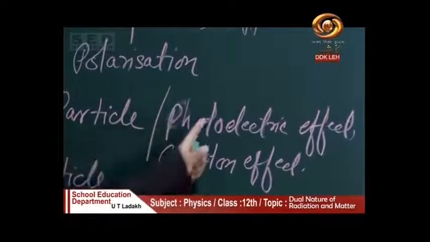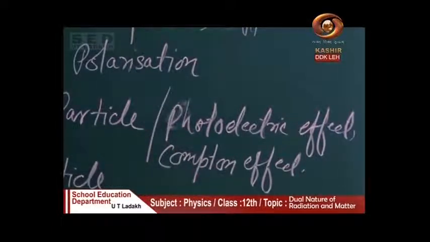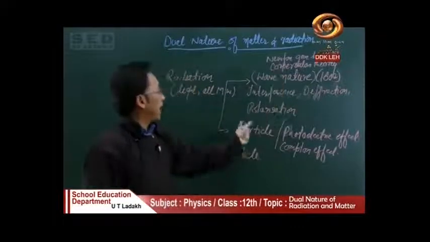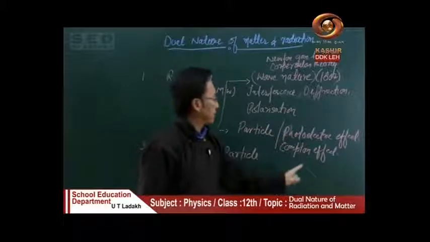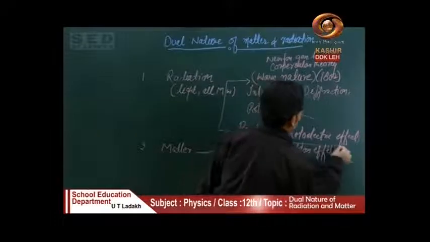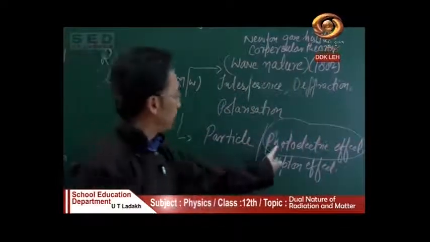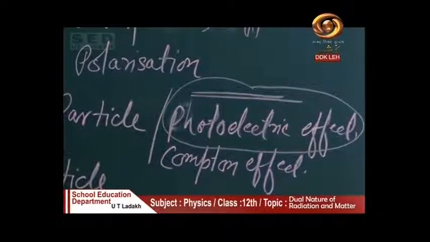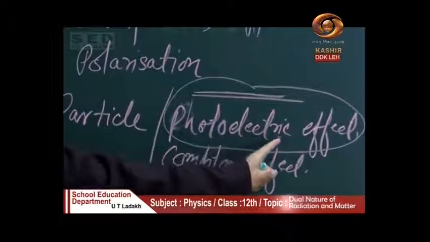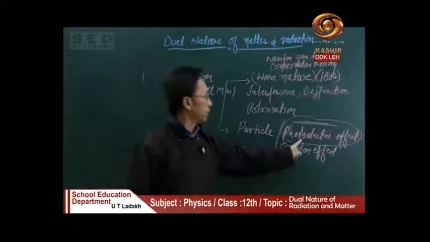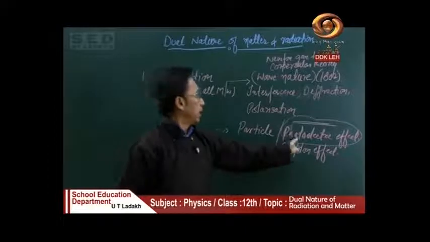These are some of the phenomena which were observed in the beginning of 20th century, and these could be explained only on the basis of particle nature of light, not on the wave nature of light. Wave nature of light failed to explain these phenomena, that is photoelectric effect, Compton effect, etc. The photoelectric effect is in your syllabus, so this will be our topic today. We will discuss in detail what the photoelectric effect is, and we will see the results that we get from this photoelectric effect.